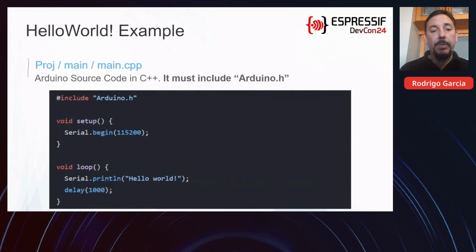Our main.cpp file, which is our sketch, is very simple in our case. It has the setup and loop functions, basic from Arduino, and that only opens the serial port, prints hello world, and waits for 1 second. It will be done in a loop, meaning that it will print hello world every second. Once you're done, you need to use the IDF tools to build the project.